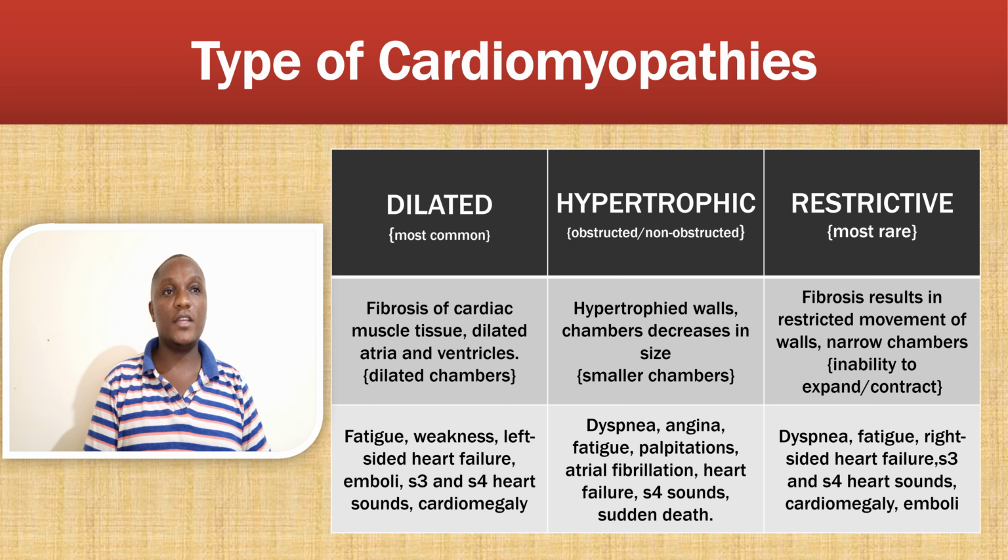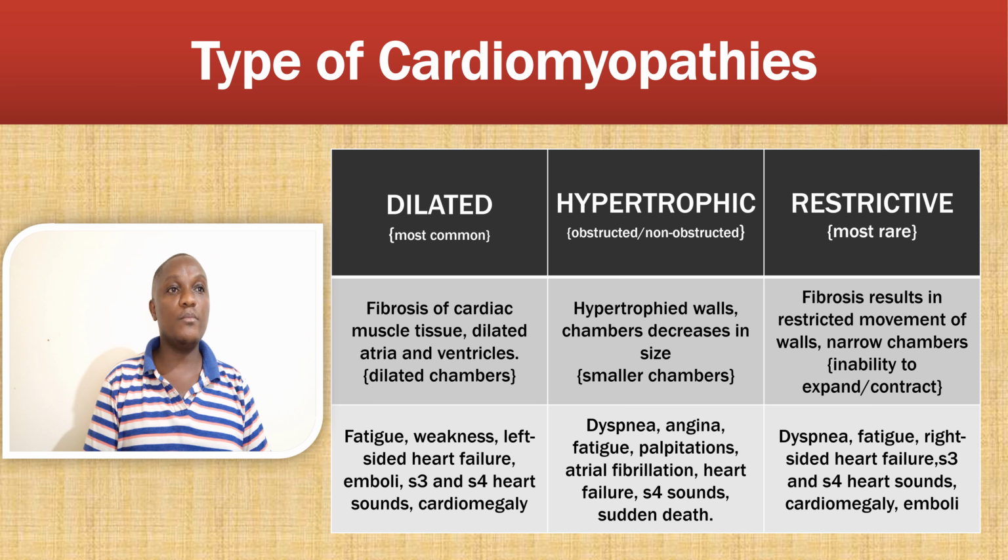In hypertrophic cardiomyopathy, we have hypertrophied walls. The walls appear thick. The chambers of the heart decrease in size. They appear smaller in size. The clinical manifestations include dyspnea, angina, fatigue, palpitations, atrial fibrillation, heart failure, S4 sounds, and sudden death.